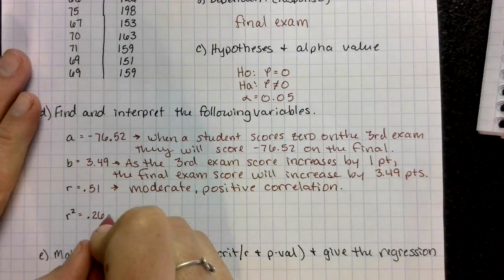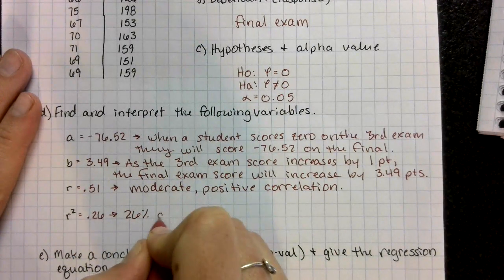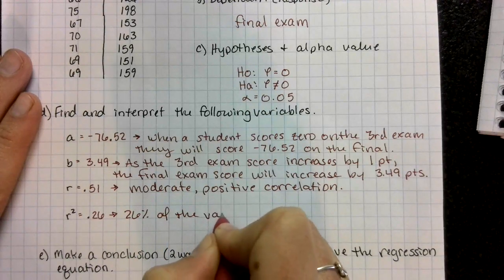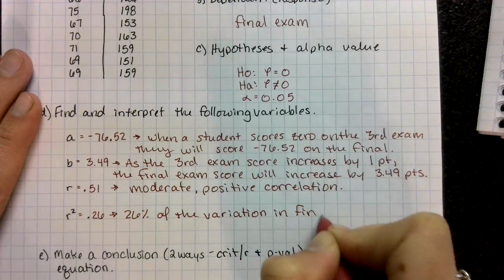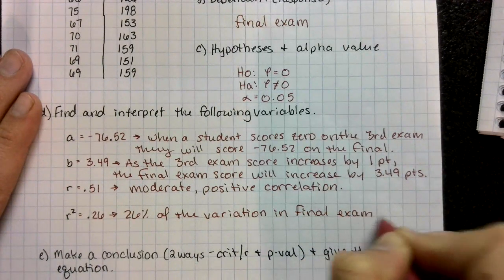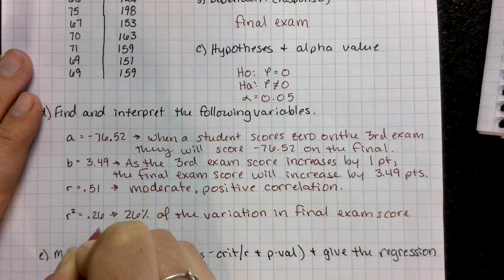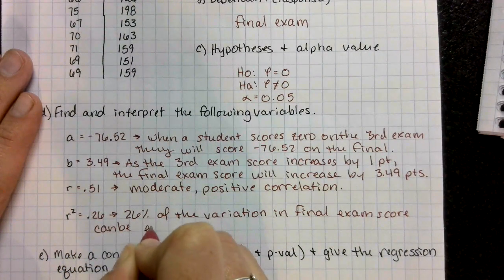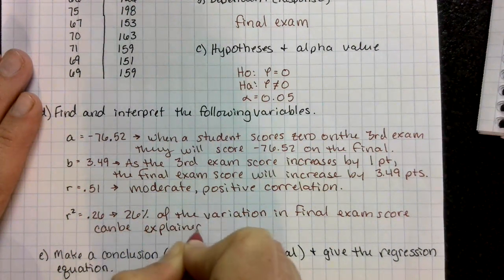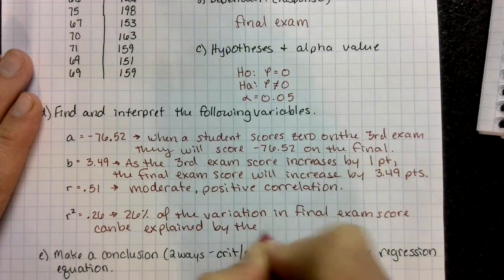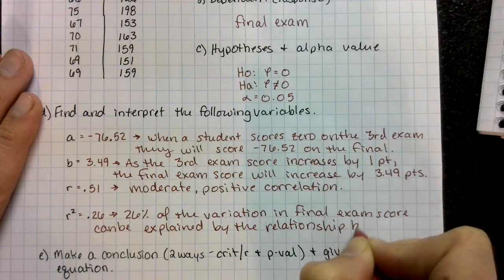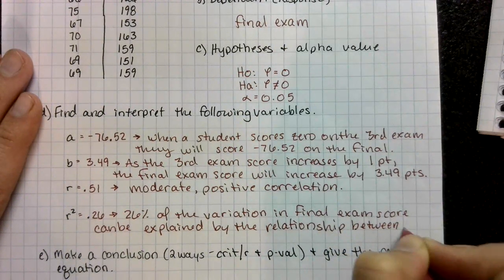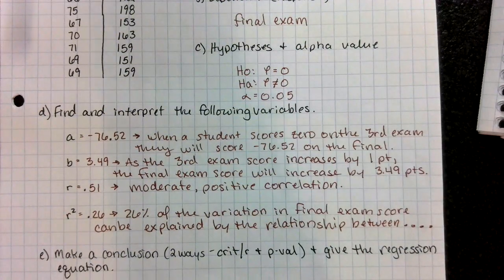Okay. r squared is 0.26. So that means 26% of the variation in final exam score can be explained by the relationship between the third exam and the final exam.